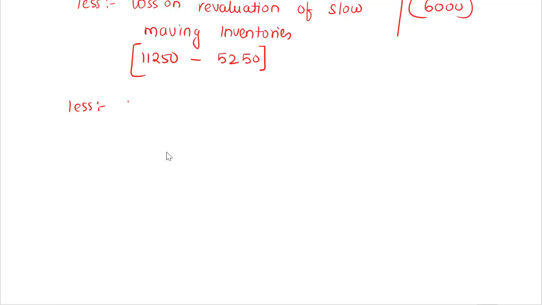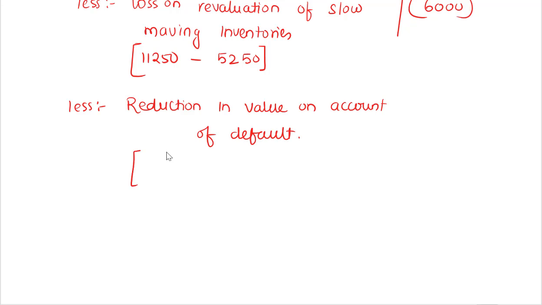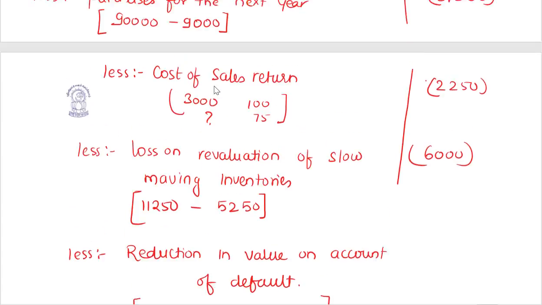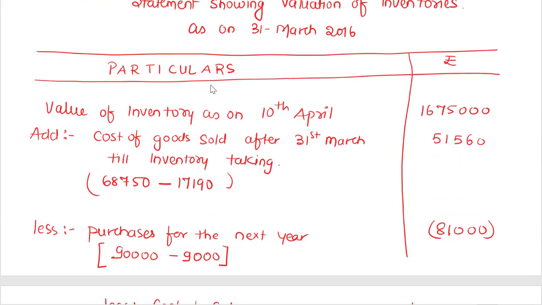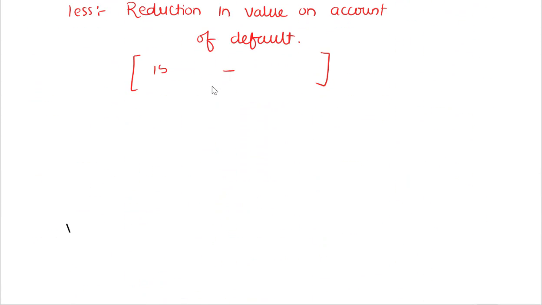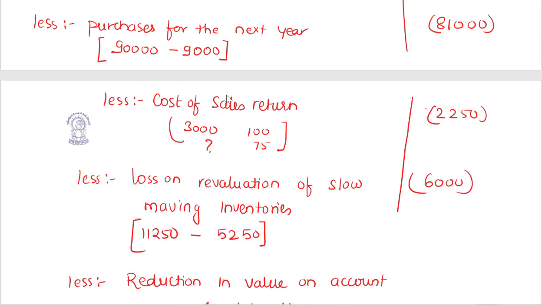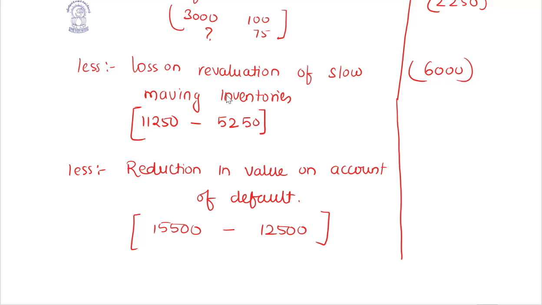Write less reduction in value on account of default. What are the two values? 15,500, 12,500. 15,500 minus 12,500, so the loss is 3,000.